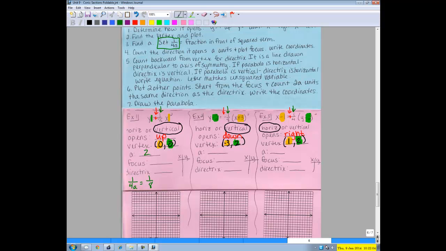So a is 2. On this one, we set it equal to 1/4a, and it is equal to 1 over 8. What do we multiply 4 by to get 8? And again, it's still just 2. And over here, we do the same thing, except this time, it is equal to 1/4. So what do we multiply 4 by to get 4? There's only one number. You multiply 4 by 1 to get 4. Okay, so now we need to go ahead and plot our vertex.